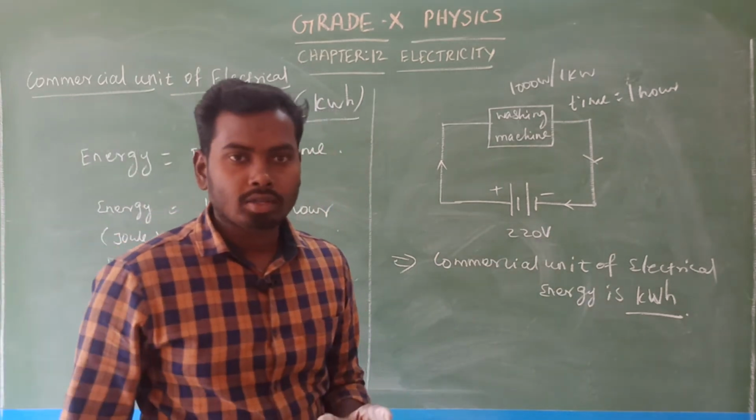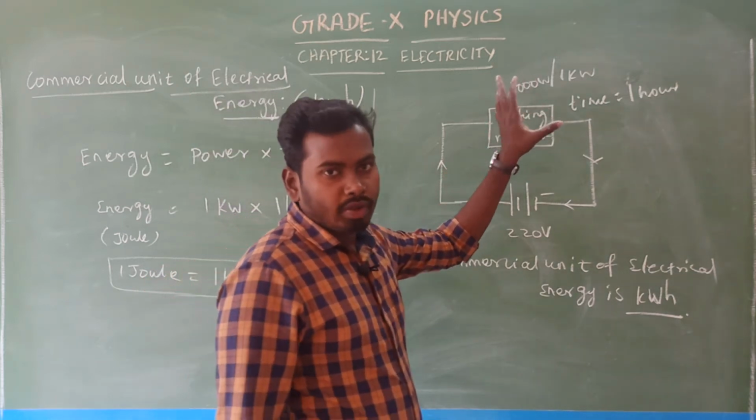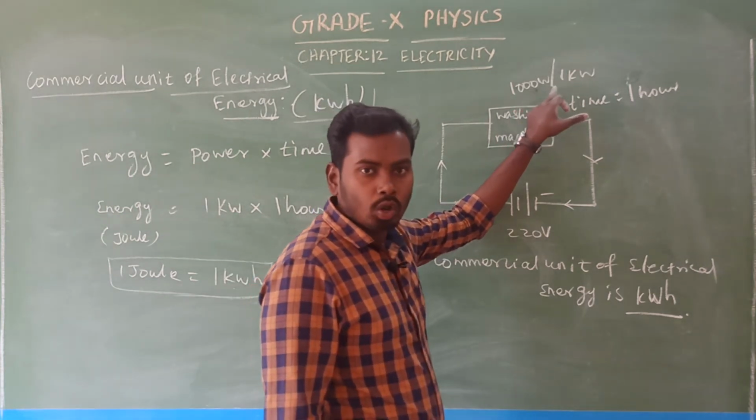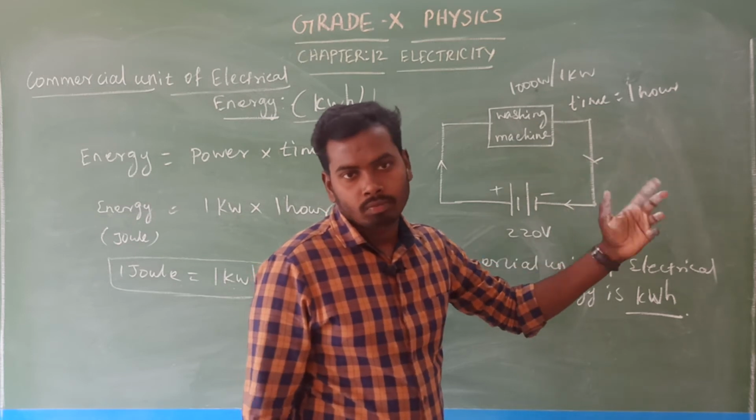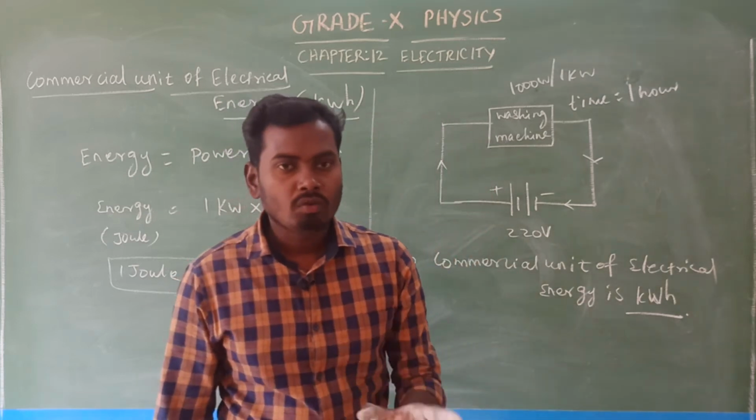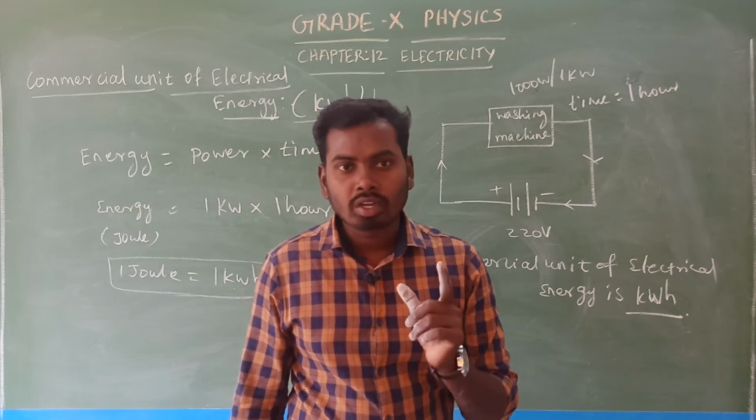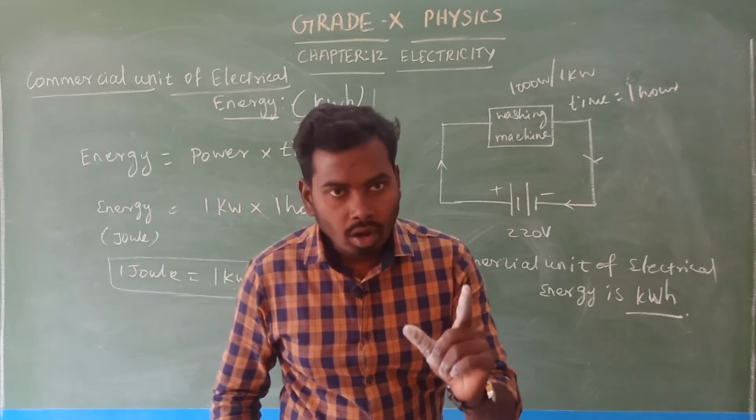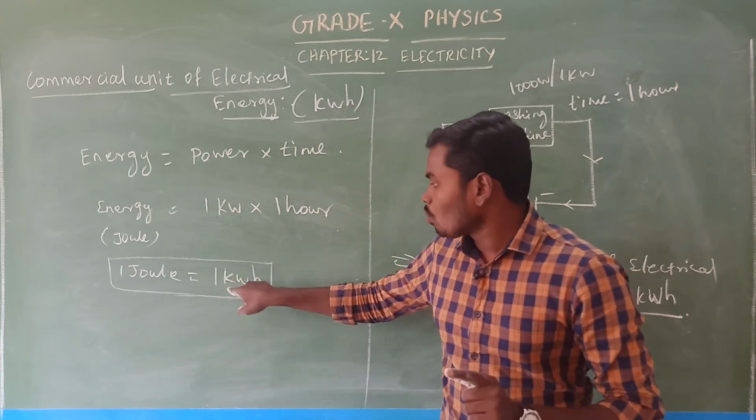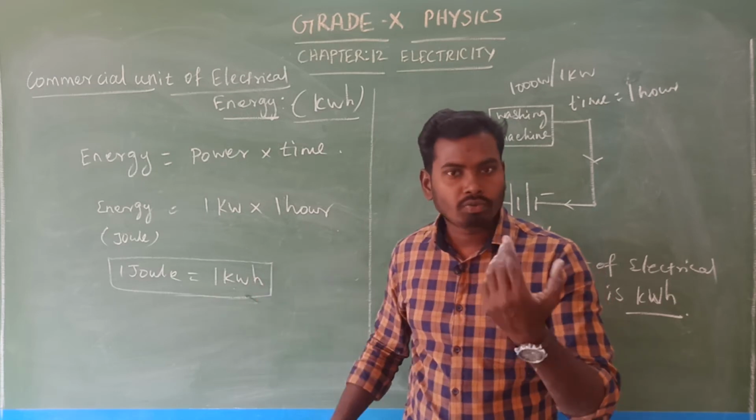So what is 1 kilowatt hour? Look here. 1 kilowatt hour amount of energy is used when an electrical appliance having a power rating of 1000 watt, which means 1 kilowatt, is used for 1 hour. Note this point: then it will consume 1 kilowatt hour amount of energy.